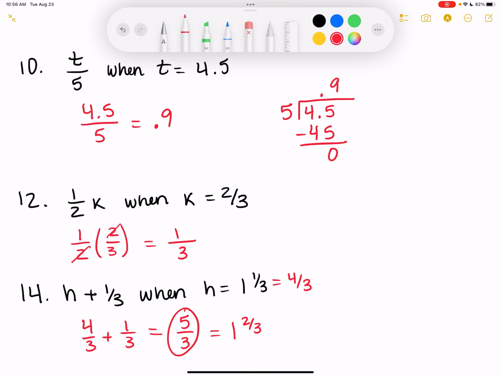Any questions about any of those ones? All right, cool. We only have a couple minutes left, so we'll just pick this back up tomorrow.